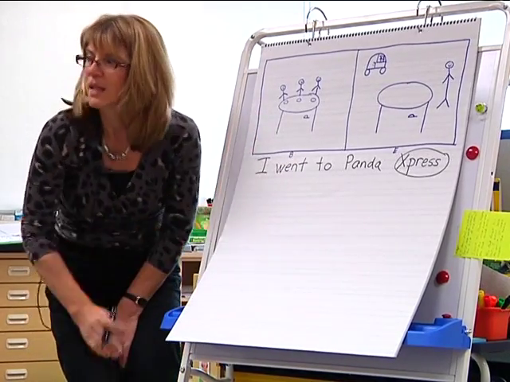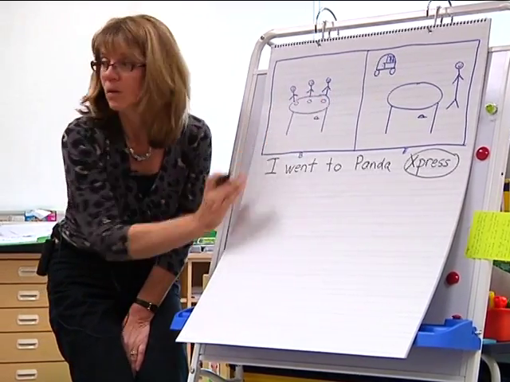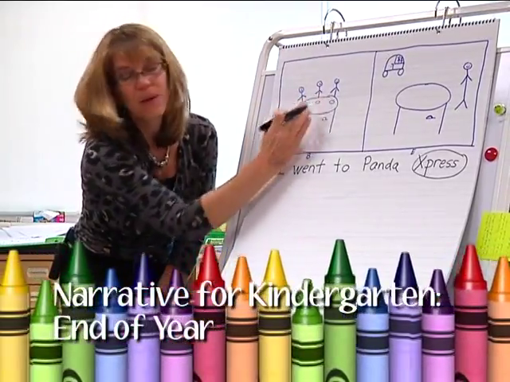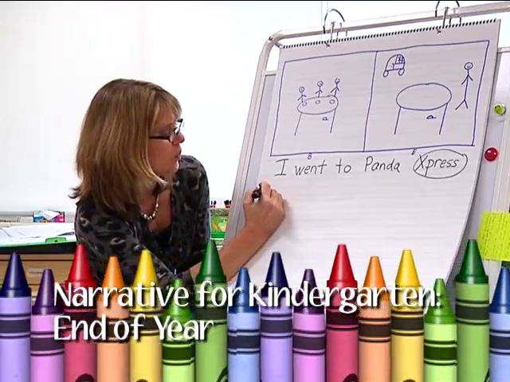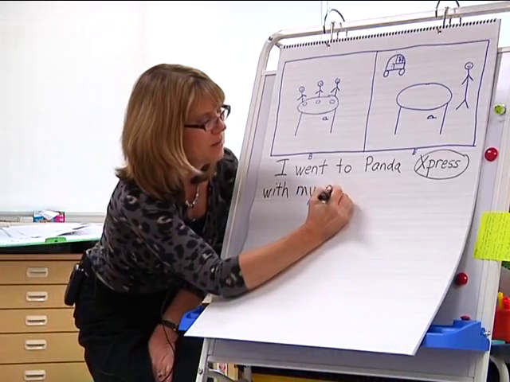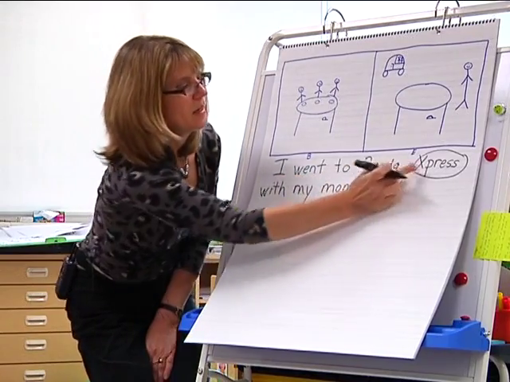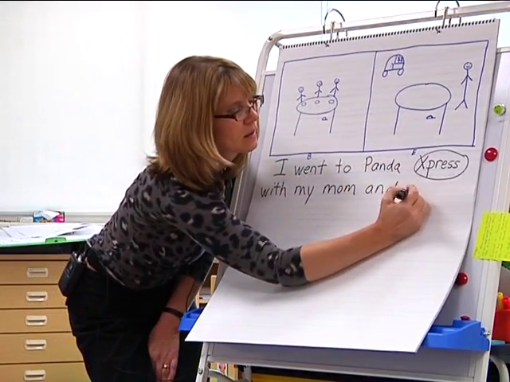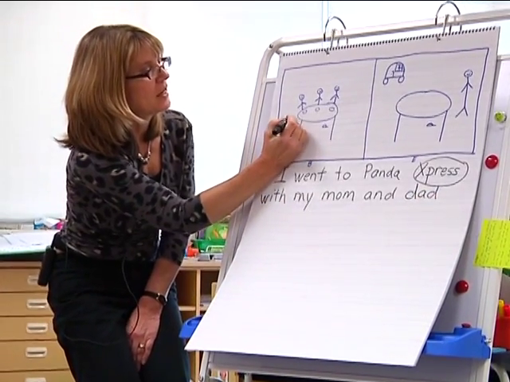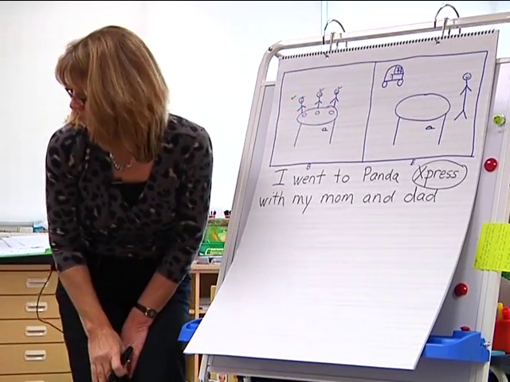Oh, and see, now I have to think about my picture. I've got Panda Express, but I wanted to talk about who I was with. So I used my storyboard to think about, oh yeah, it was me and my mom and dad. I went to Panda Express with my mom, and I went to Panda Express with my mom and dad. So now I've written about being at Panda Express. I wrote about me. Oh, this was me and my mom and dad, right?